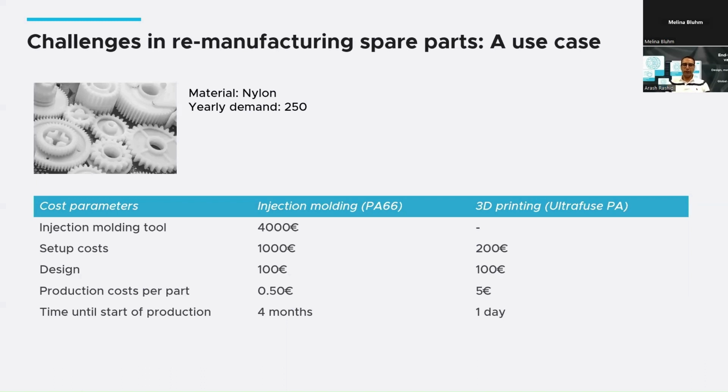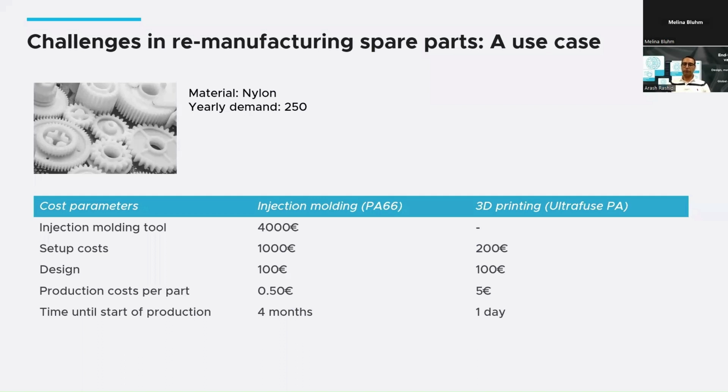So of course you don't need any molding tools for that. There is no cost. You have around 200 euro setup cost to get the right printing parameters and test prints, as I say. So making the design doesn't make any difference for which manufacturing method, and the production then would cost around €5 per piece.